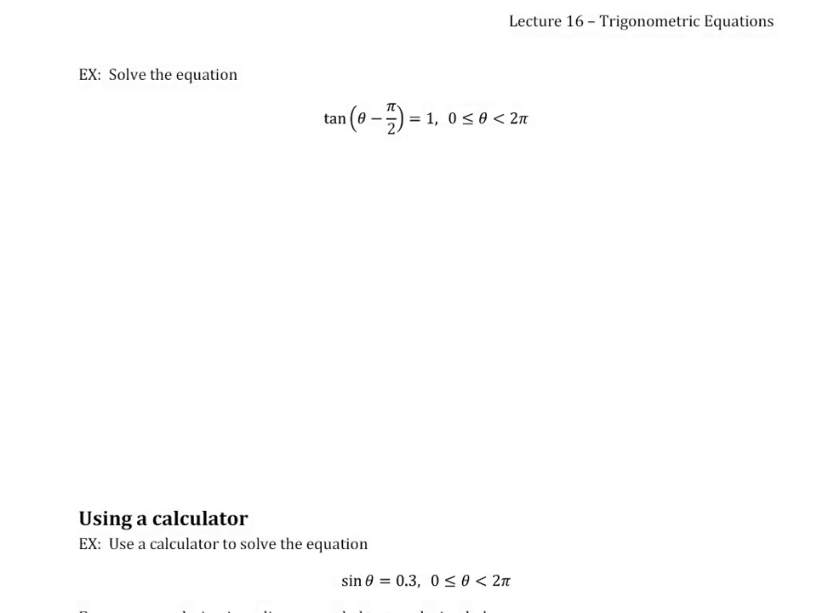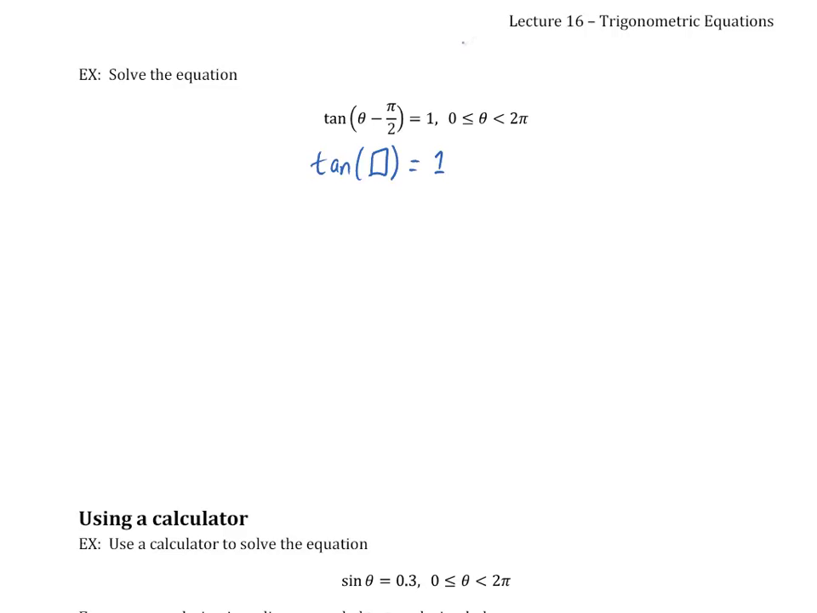All right, so for this next to last question, we're going to solve the equation tangent of theta minus pi over 2 is equal to 1. So to do this problem, we first need to find out what angles tangent of what gives me a 1. And then we're going to set that what equal to theta minus pi over 2.